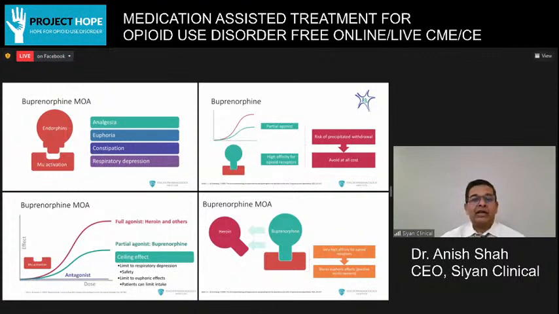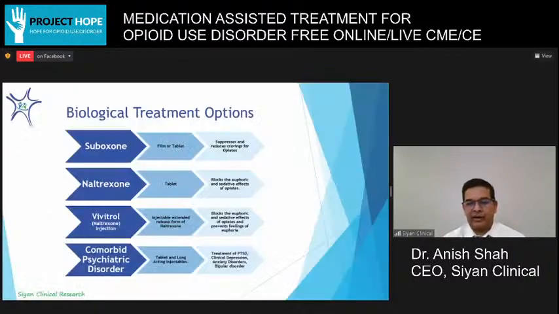Now, there is a caveat when you use buprenorphine, and one should be mindful of the ceiling effect. If you give buprenorphine to a patient who is already actively using other opiates, then sometimes they have precipitated withdrawal. And that is one of the aspects that happens with buprenorphine use.